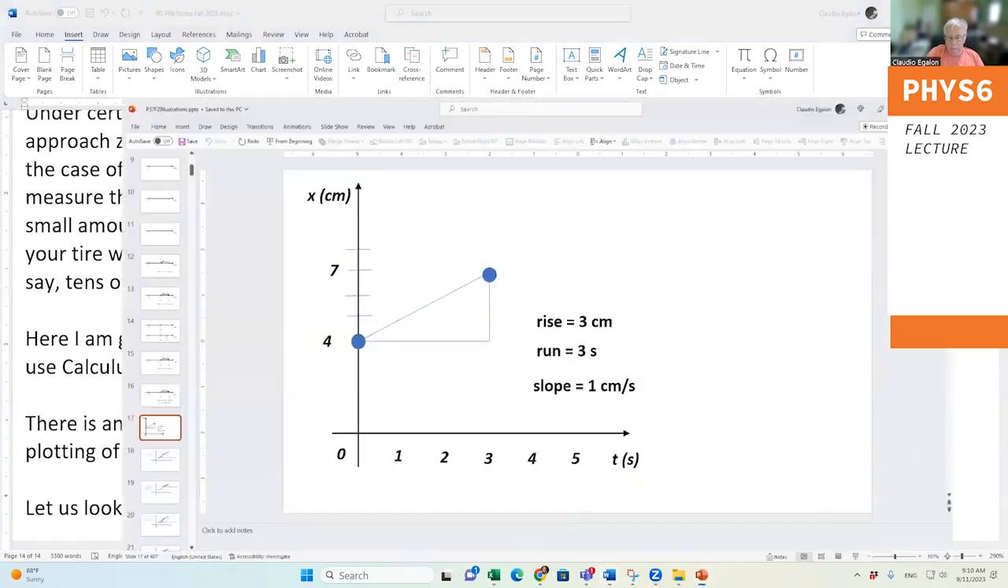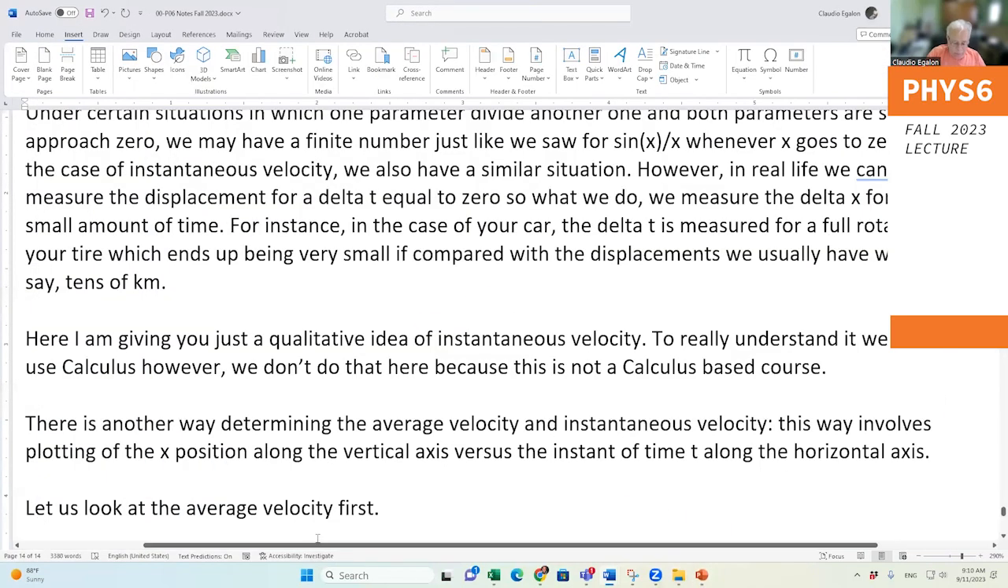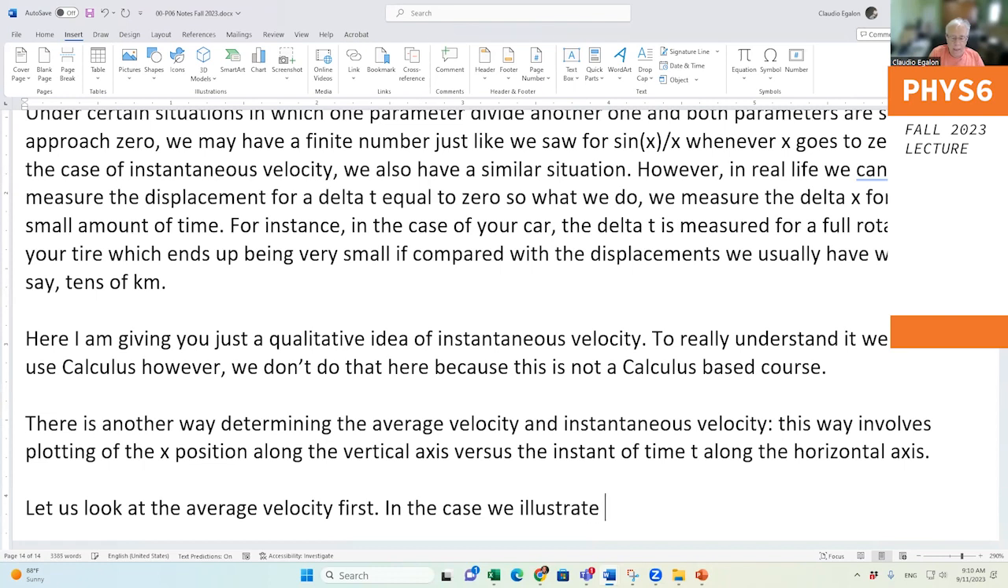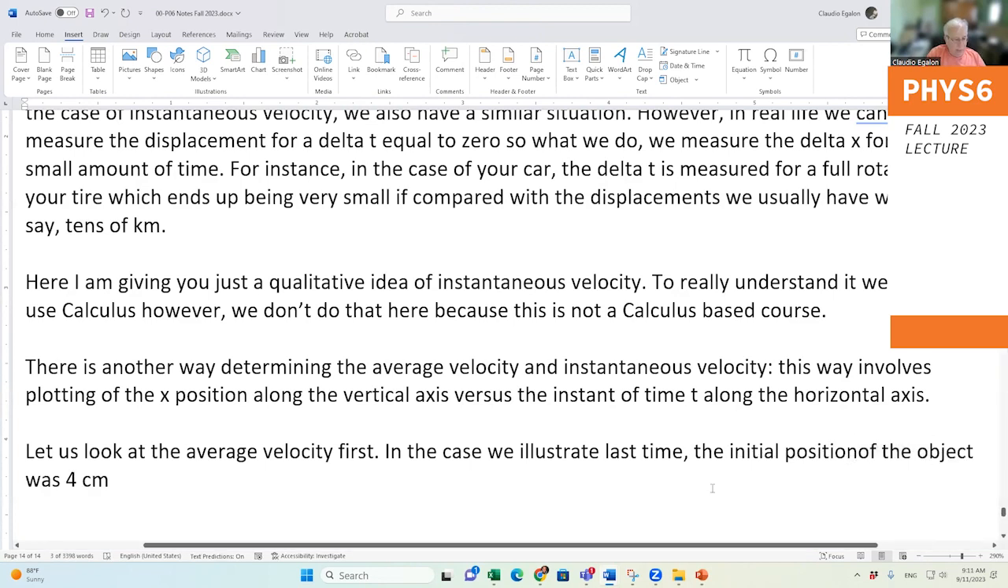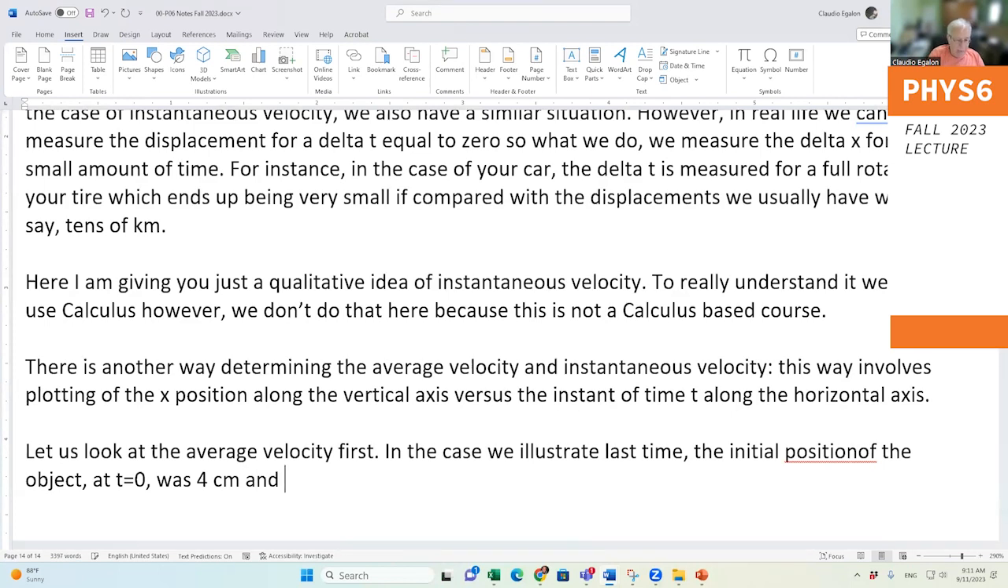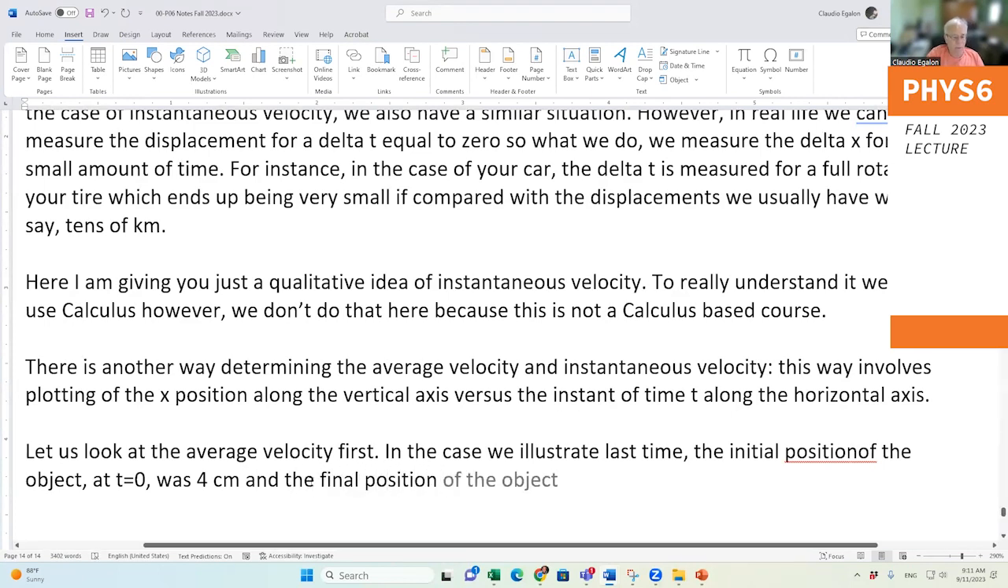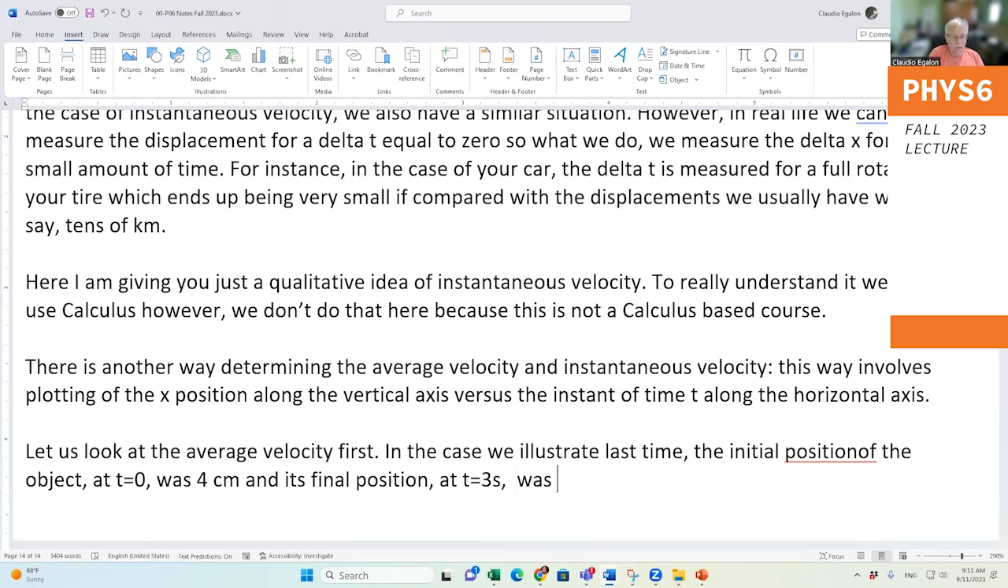And going back here you go. So I'm giving you an example. In the case we illustrated last time, the initial position of the object, at t equal to 0, was 4 centimeters, and its final position at t equal to 3 seconds was 7 centimeters.